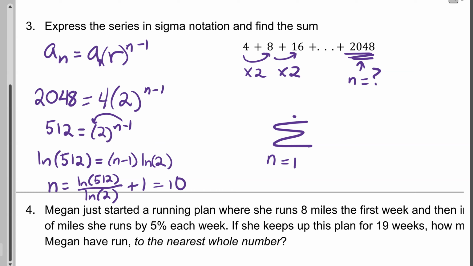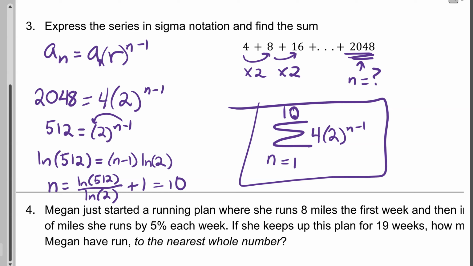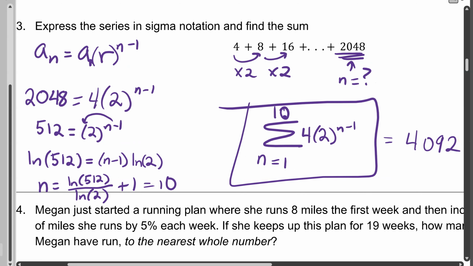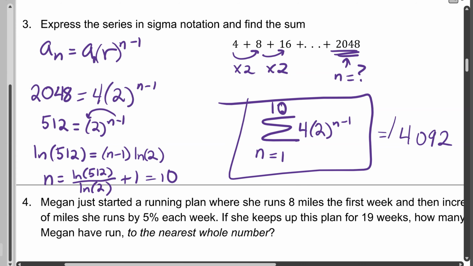So if I wanted to express this series in sigma notation, it would be the sum from n equals 1 to 10 now of the general term 4 times 2 to the n minus 1. So this is what the series is represented as in sigma notation, and if I wanted to find that 10th partial sum, you could just type that into your calculator, or if you wanted to, you could use the geometric series formula, but in this case, there'd be no reason to if we already have it in sigma notation.